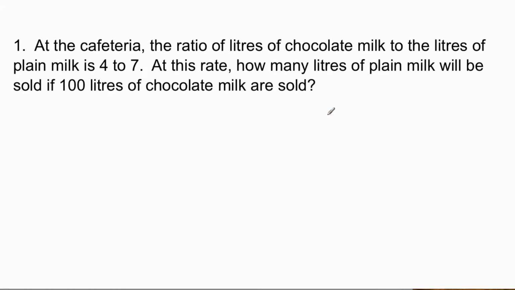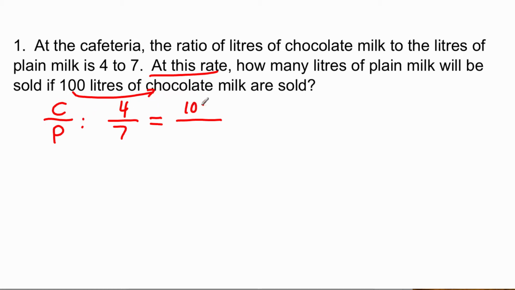Let's take a look at some problems involving proportional relationships. At the cafeteria, we're told that the ratio of liters of chocolate milk to plain milk, so the order matters, remember, with ratios, chocolate to plain is 4 to 7. So 4 liters of chocolate for every 7 liters of plain is sold. At this rate, which is telling us that this is a proportional relationship, how many liters of plain will be sold if 100 liters of chocolate are sold? So the 100 of chocolate is known, and we're putting our chocolate stuff on the top, so the 100 goes there, and what we don't know is what x is.